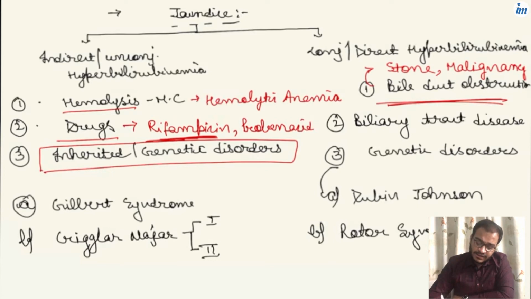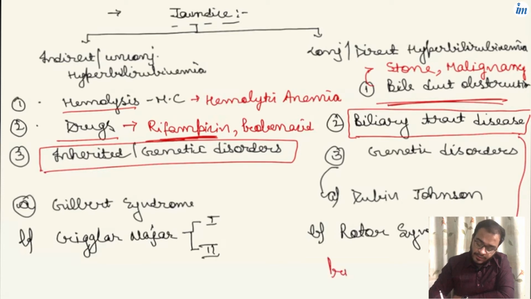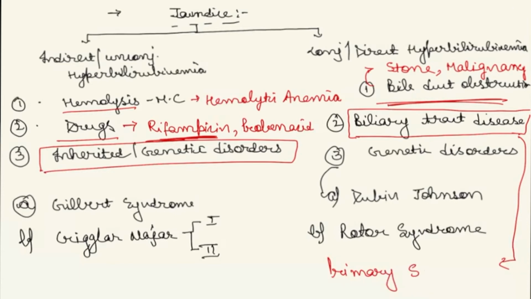Another reason for having jaundice or conjugated hyperbilirubinemia is biliary tract disease. Whenever we talk about biliary tract disease, we think of primary sclerosing cholangitis and cirrhosis.